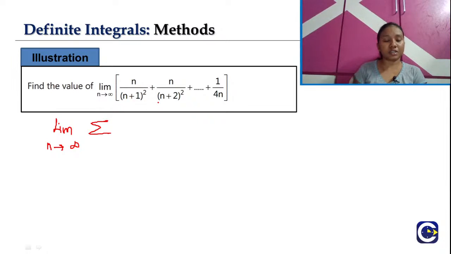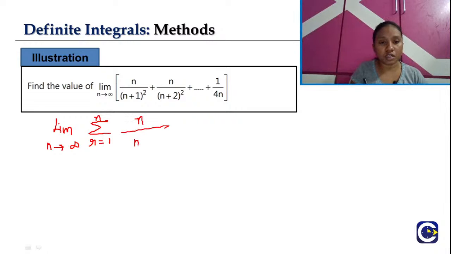So this will be the summation here. So we have to use the sigma and we can take the r. So you can use the same thing. So r will be from 1 to n here. And what will be our function inside? It will be n by n plus r whole square.